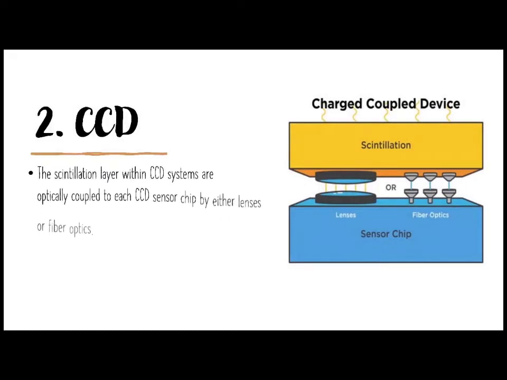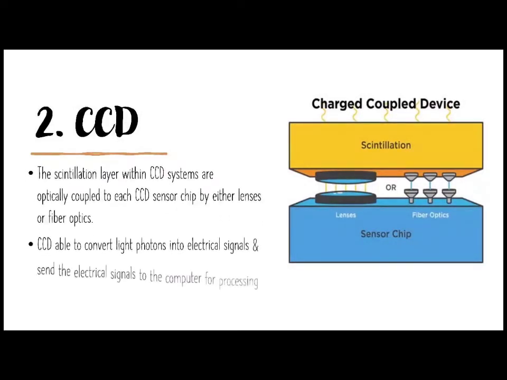Moving on to the next one, the CCD. The scintillation layer within the CCD system is optically coupled to each CCD sensor sheet by either lenses or fiber optics. CCDs are able to convert light photons into electrical signals and send the electrical signals to the computer for processing.